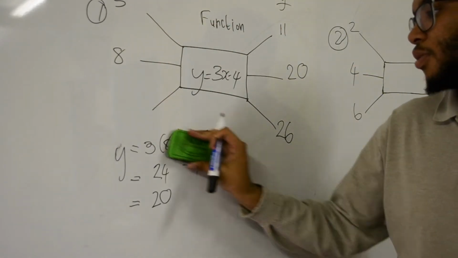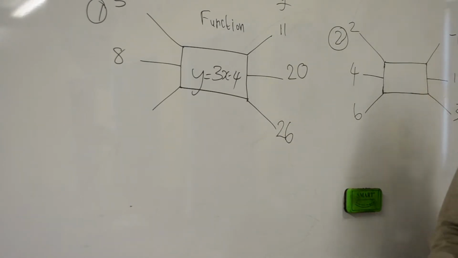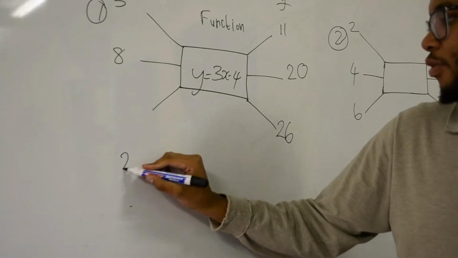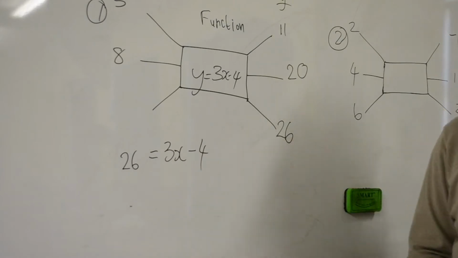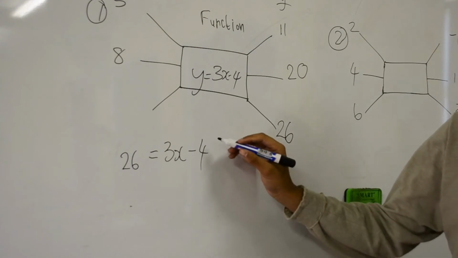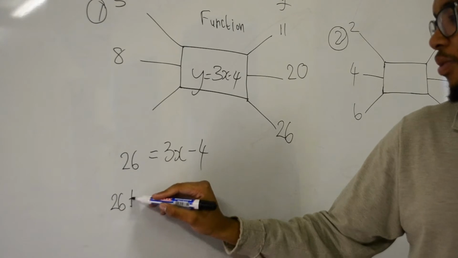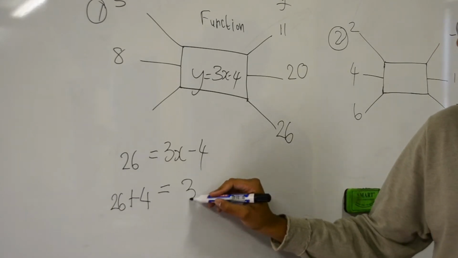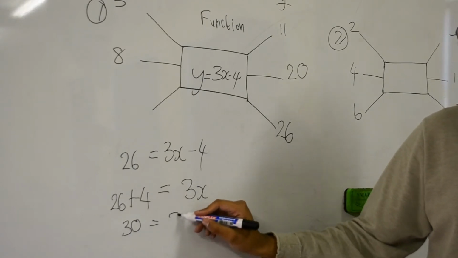Then for my last one, I'm given my output y as 26. So now I'm going to sub in 26 wherever I have y, and then solve for my unknown x. So I'll have 26 is equal to 3x minus 4. Okay, now remember, we're going to need to isolate our x this time around. So I'm going to take my minus 4 over, and it will now become 26 plus 4 is equal to 3x. 26 plus 4 is equal to 30.